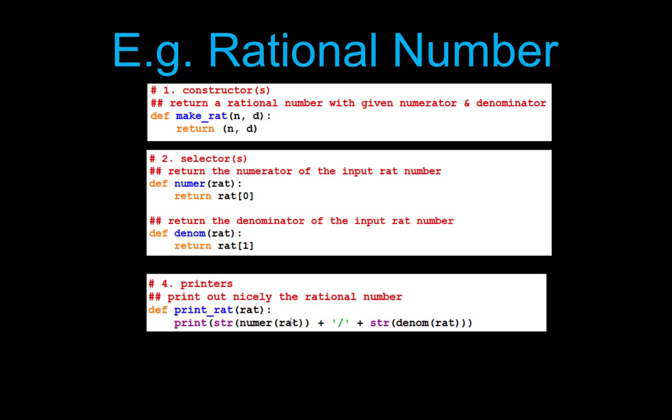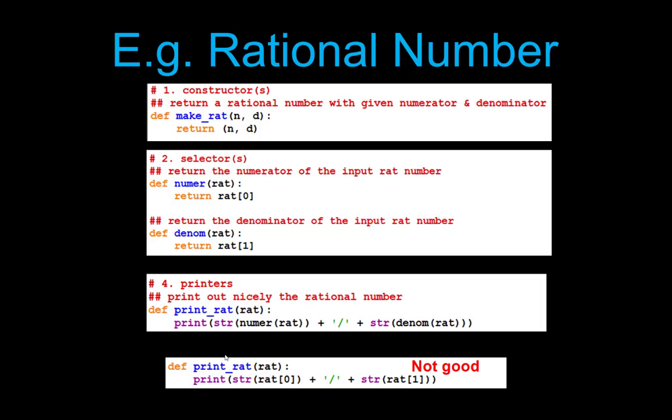Then, to print out the rational number, print_rat given the rational number, we first ask for the numerator, make it a string, concatenate it with a slash, and then ask for the denominator and make it a string to print it out. Now, notice that we do not use rat[0] directly, even though numerator_rat is simply rat[0]. This is no good because in the event that the rational number is not represented as a tuple anymore, then this function will not work. On the other hand, this version will survive with the change of any new representation of the rational number, as you will see later in this video.